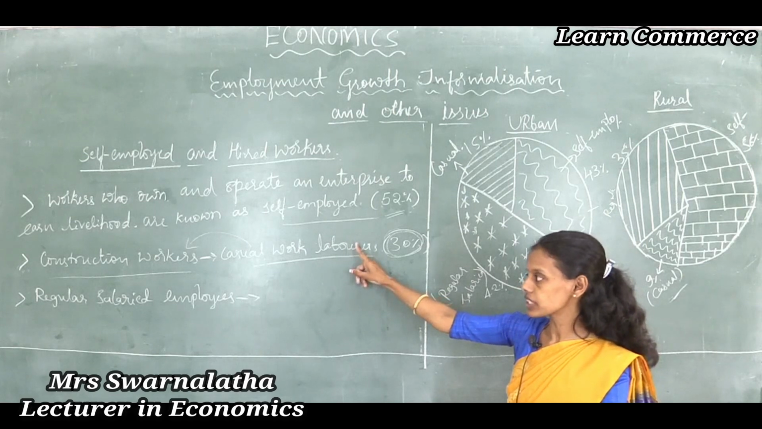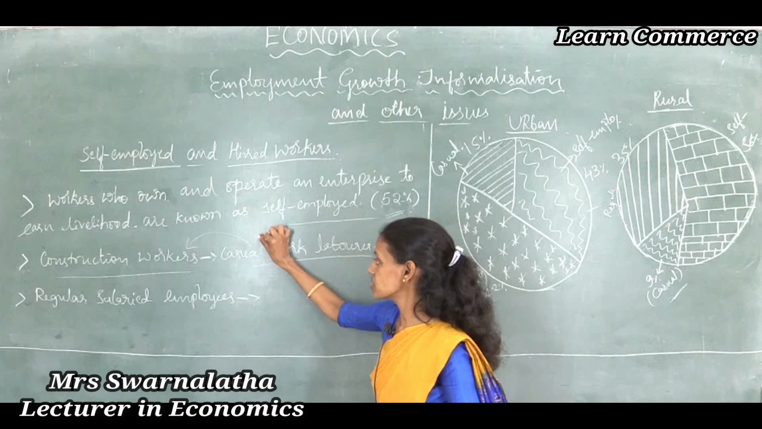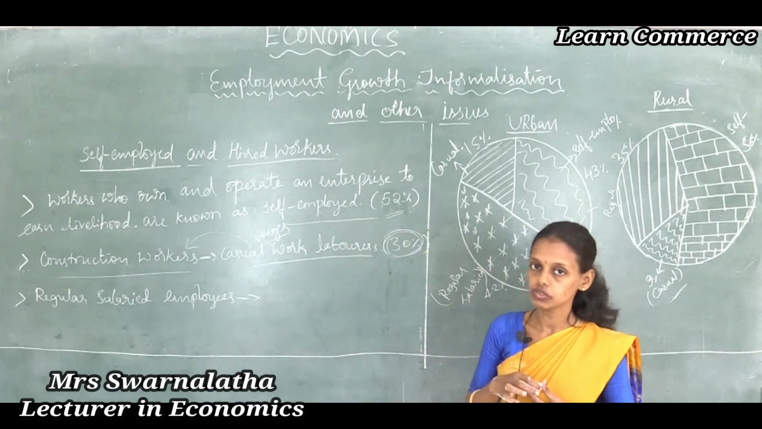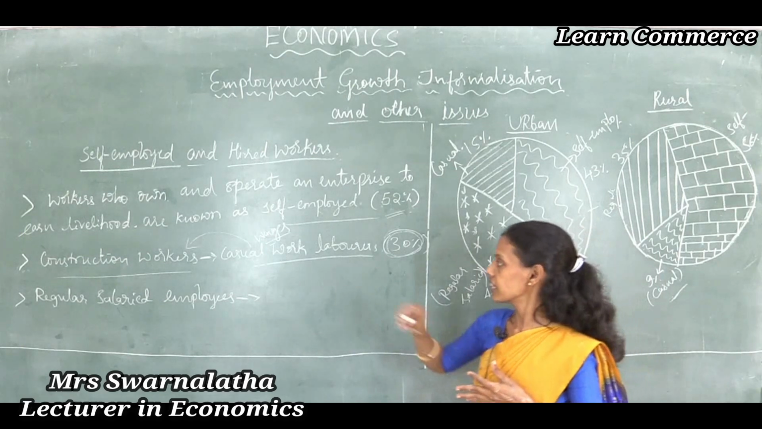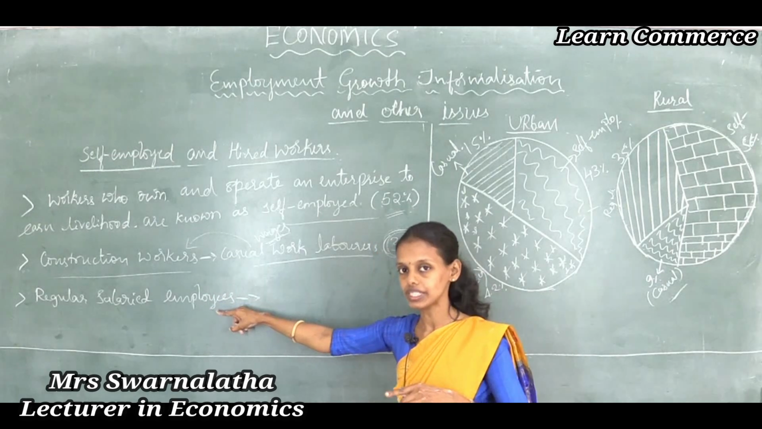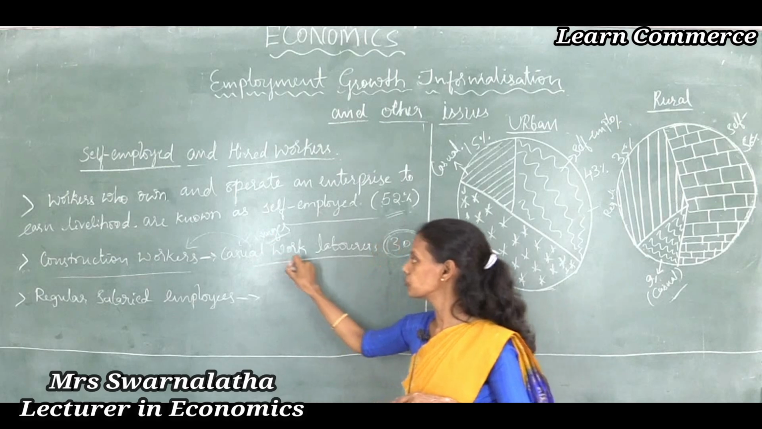Construction workers get good wages, not salary, good wages. Salary is different, wages are different. Remuneration means daily wage, daily wages. So salary is regular salary per month. Wages are what they get for the daily work.